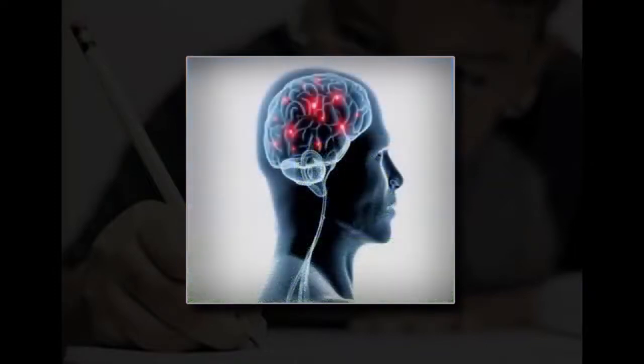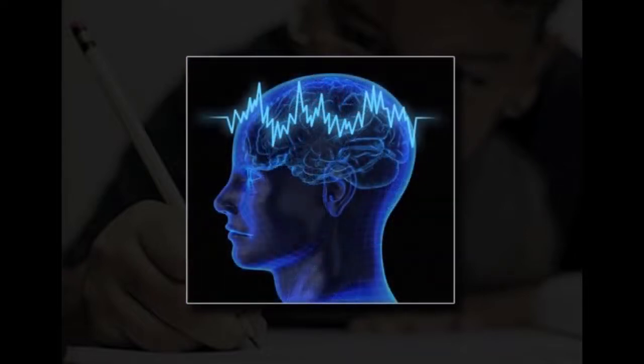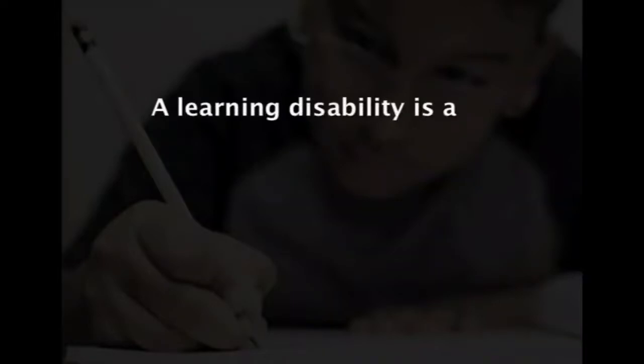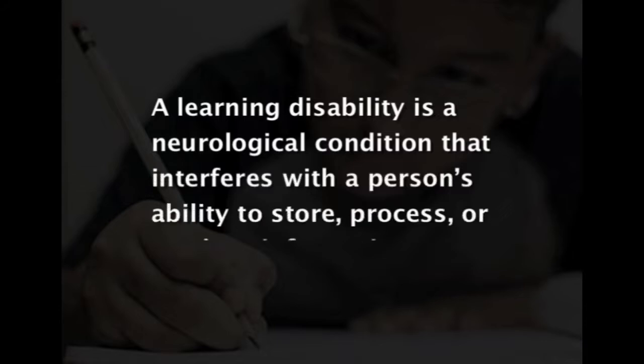The way our brains process information is extremely complex. It is no wonder that sometimes things get messed up. For example, take the simple act of looking at a picture. Our brains not only have to form lines into an image, they also have to recognize what the image stands for and relate that image to other facts stored in our memories, and then store this new information. A learning disability is a neurological condition that interferes with a person's ability to store, process or produce information.